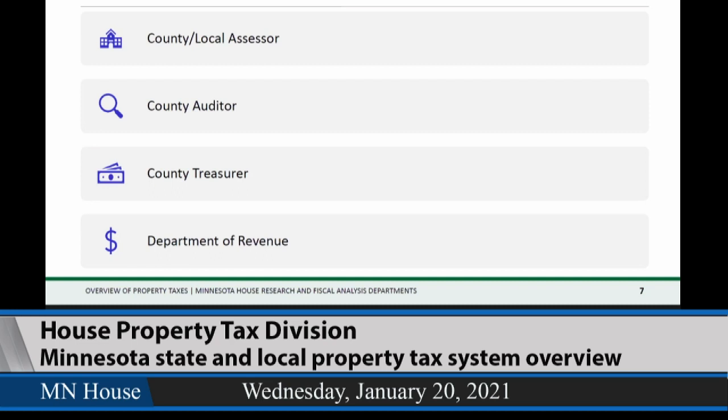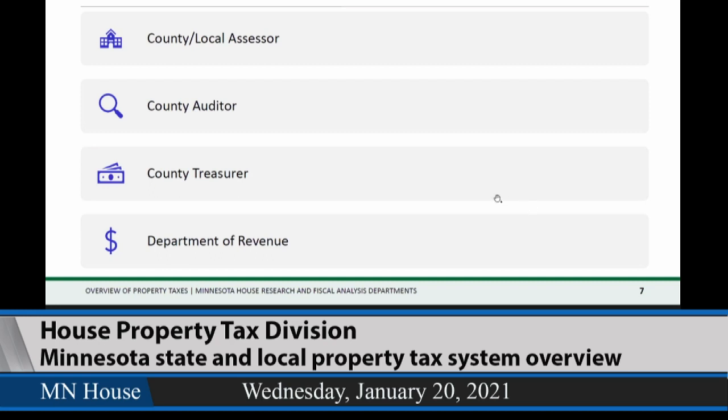So beginning with property tax administration, there are a number of people who are involved in the administration of property taxes. And we'll start with county and local assessors. So the assessors value property and determine each property's classification. They also send valuation notices out to property taxpayers. The county auditors maintain official property tax records. They calculate the tax rates and tax amounts, and they also prepare truth and taxation notices. We'll talk about these notices a little bit more in a few slides.